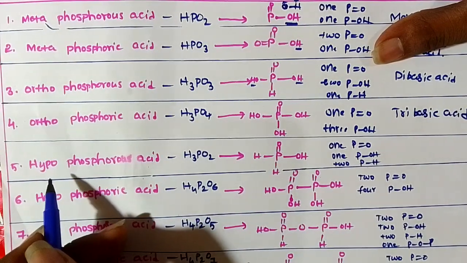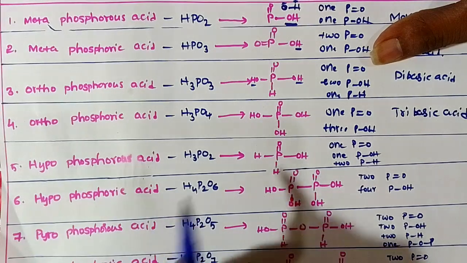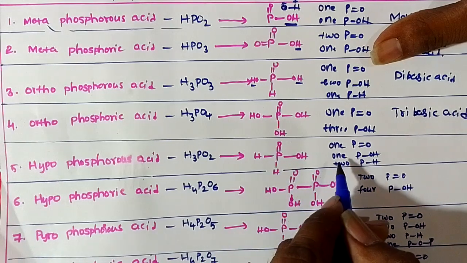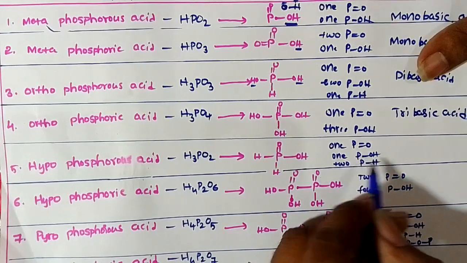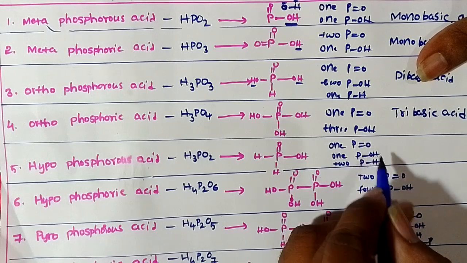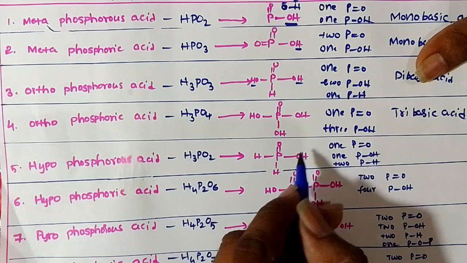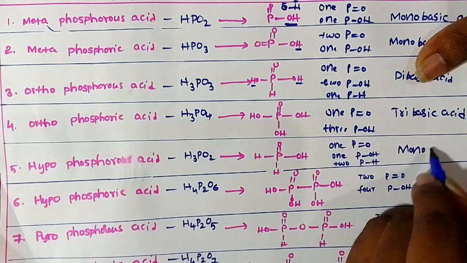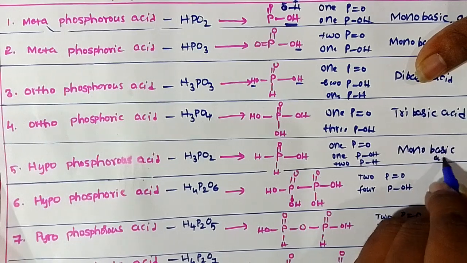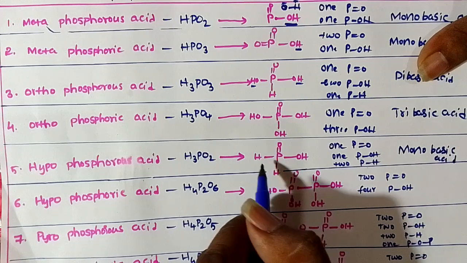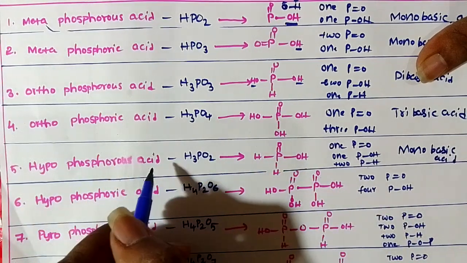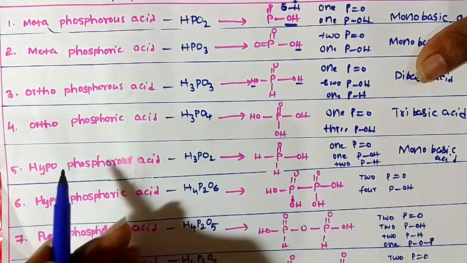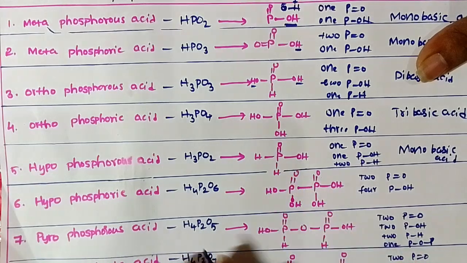Now coming to hypophosphorous acid. The formula is H3PO2 and the structure is like this. It contains one P=O group, one P-OH group and two P-H groups. Due to the presence of one P-OH group, it contains only one acidic hydrogen, which is ionizable and can be replaced with a base. That's why it is called a monobasic acid. Due to the presence of two P-H bonds, it has more reducing nature. Hypophosphorous acid has more reducing nature compared to orthophosphorous acid, which contains only one P-H bond, whereas this contains two P-H bonds.